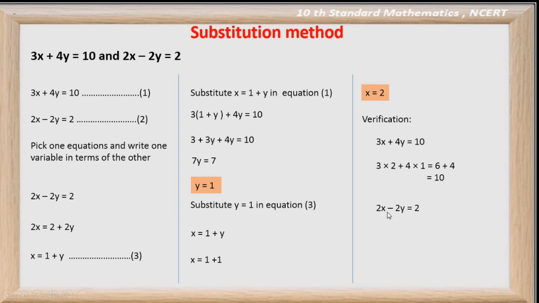Now the second equation, 2x minus 2y equal to 2. That x value is 2 and y value is 1. So 2 into 2 minus 2 into 1 equal. 2 into 2 is what? 4. 4 minus 2 is 2. So the second equation is also verified. Hence the values are x equal to 2 and y equal to 1.